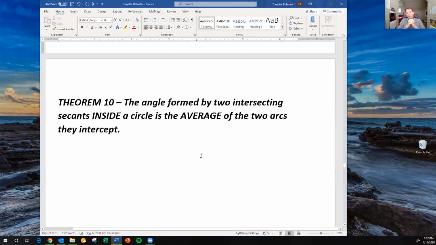And this is the theorem that I want to give you. And we're going to talk through what this means. But I want to highlight this word and this word and this word and this word. So we're looking at what happens when 2 lines intersect inside a circle, 2 secant lines intersect inside a circle, and it's the angle, we're talking about the angle being formed.